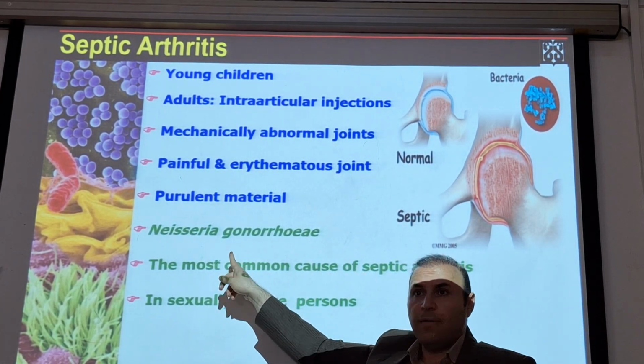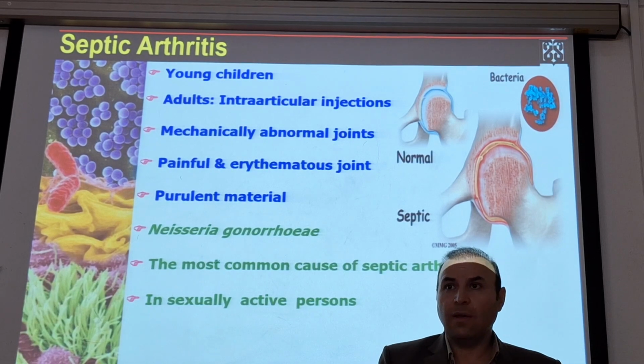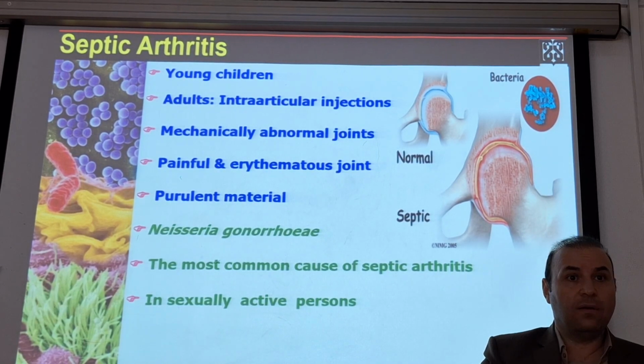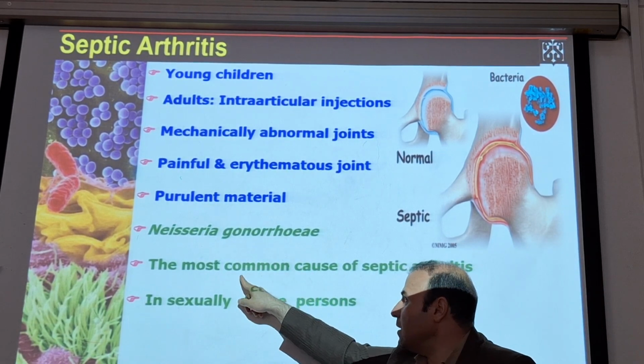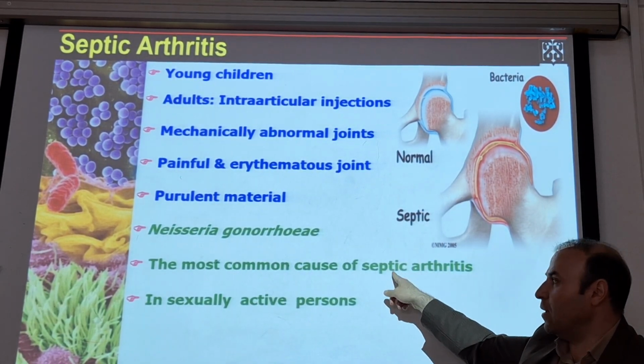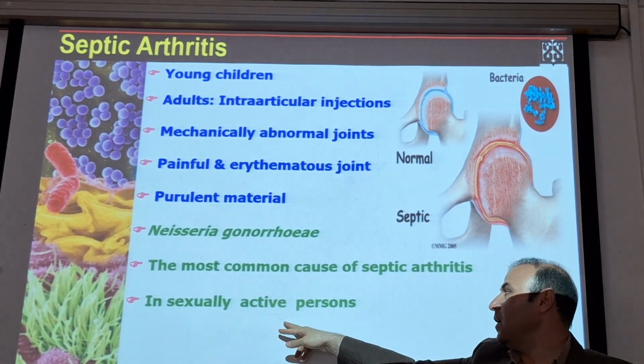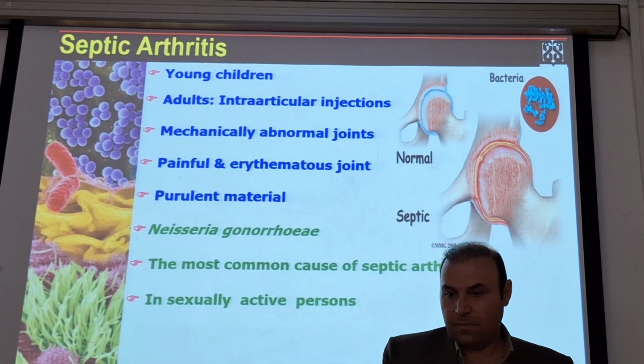Neisseria gonorrhoeae is a gram-negative. This organism is the most common cause of septic arthritis in sexually active persons.